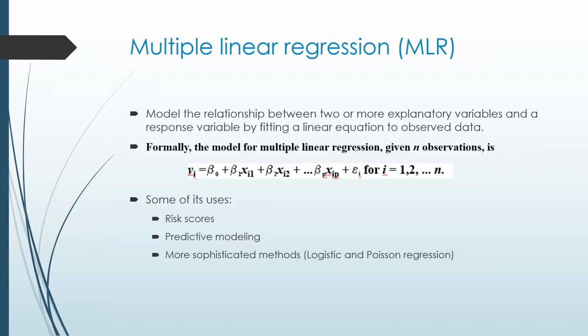We move from the simple linear regression model with one predictor to the multiple linear regression model with two or more predictors. That is, we use the adjective simple to denote that our model has only one predictor, and we use the adjective multiple to indicate that our model has at least two predictors. Fair enough. Formally, the model for multiple linear regression is denoted by this equation right here.